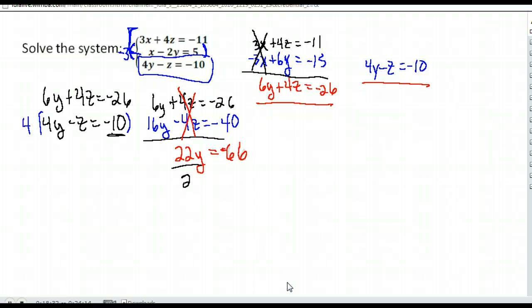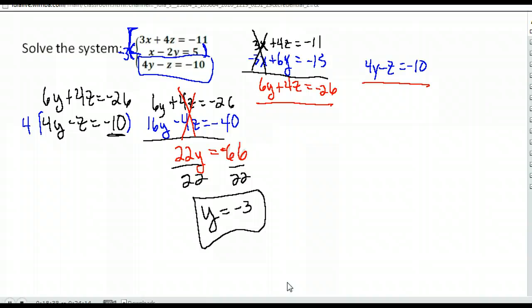And our last step is to divide both sides by 22. So I get that y is negative 3. There's one of my variables. Now I'm going to have to go back and find the other two. Well, let's use this equation here to find our z. So we know 6y plus 4z equals negative 26.